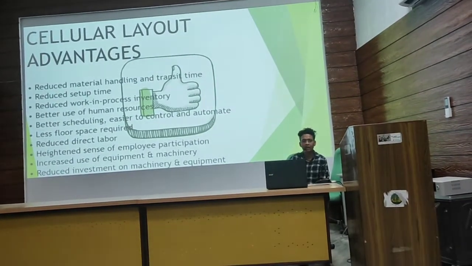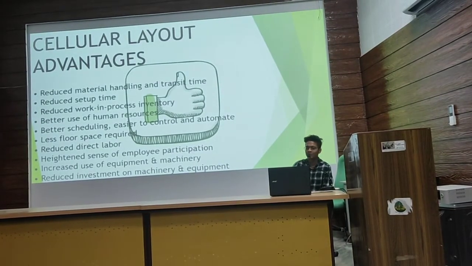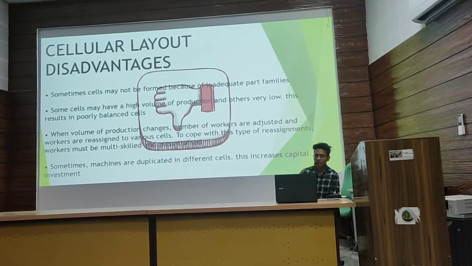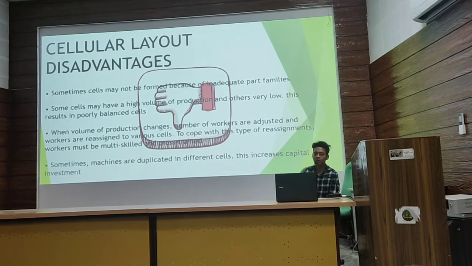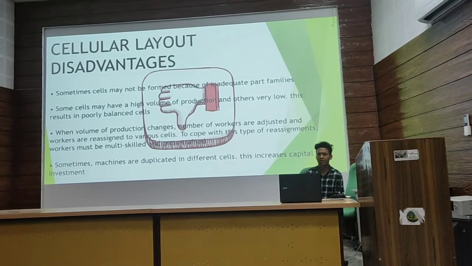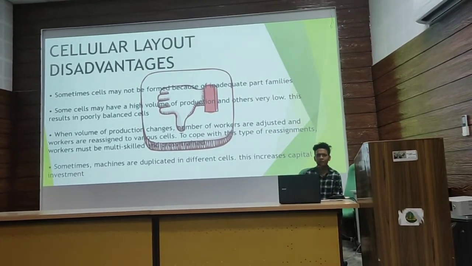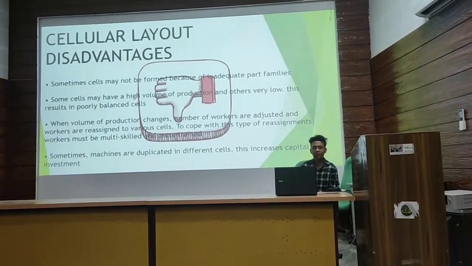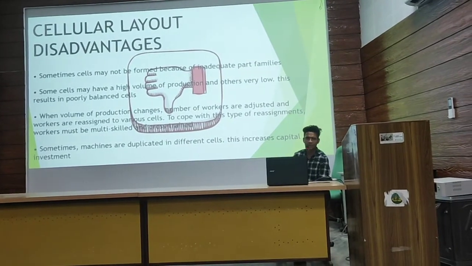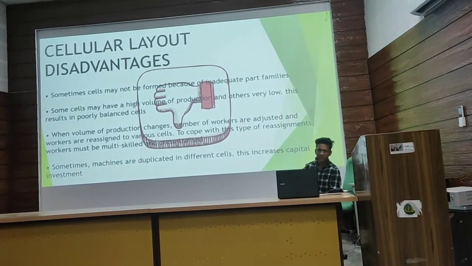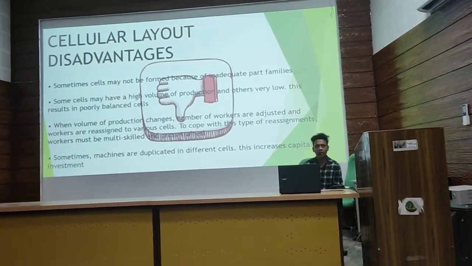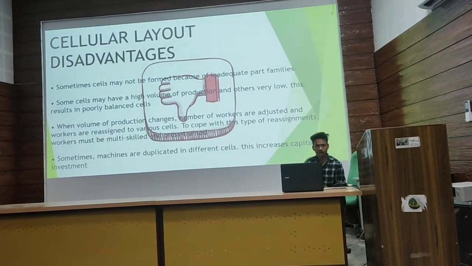But as we know, every coin has two sides, so it also has some disadvantages, which are here. Sometimes cells may not perform well because of inadequate part families. It means that sometimes parts of different families can go through that machine, so it may not work. As I showed in that example, A, D and F go through the same machines, and if part E of that product goes through the same machine, then it won't work because that particular machine is designed for only those parts.